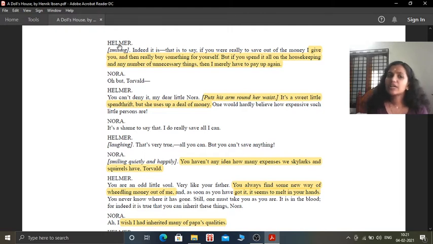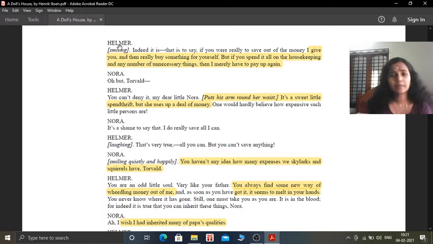You can't deny it, my dear little Nora. You can't deny that. And he put his arm around her waist and hugged her. It is a sweet little spendthrift, but she uses up a deal of money. One would hardly believe how expensive such little persons are.